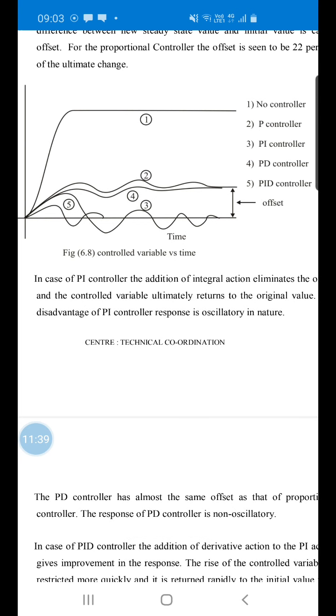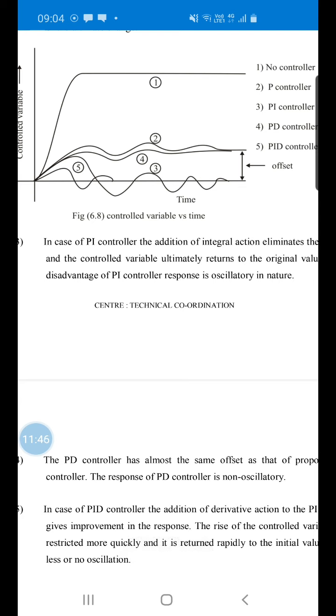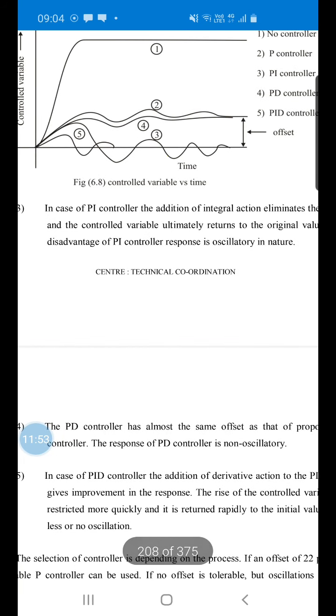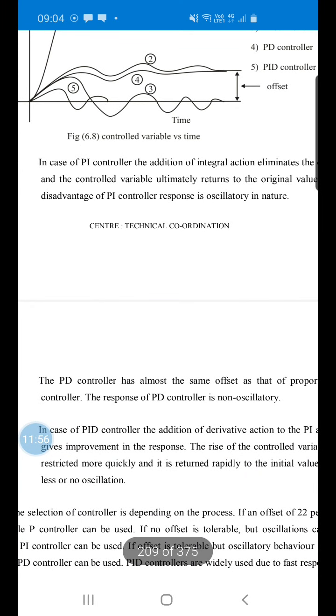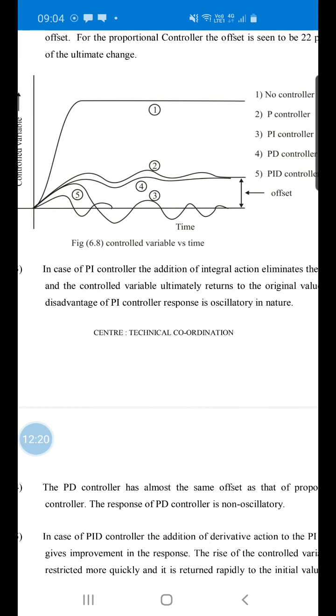The difference between the new steady state value and the initial value is called the offset. So it is shown here that the proportional controller gives some offset. Generally, this offset is seen to be 22% of its ultimate change. In the case of the PI controller, the addition of integral action eliminates the offset. You can see curve 3. So the offset is eliminated, but the disadvantage of the proportional integral controller is that the response becomes more oscillatory in nature. You can see. The PD controller also provides the same offset as a proportional controller, you can see curve 4, but the oscillations are decreased. So this response is non-oscillatory.